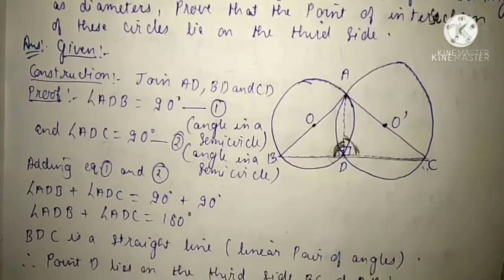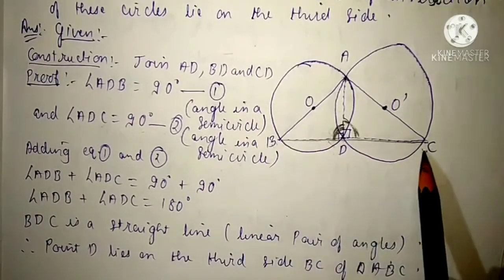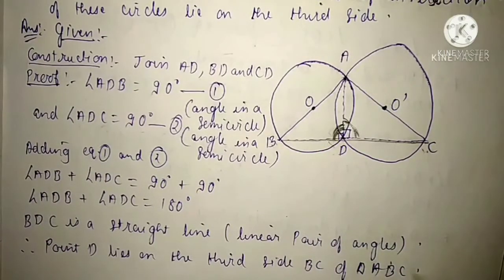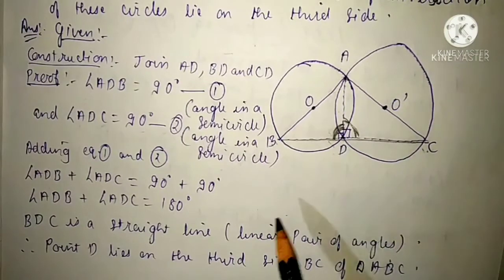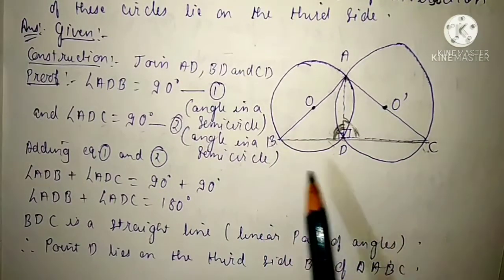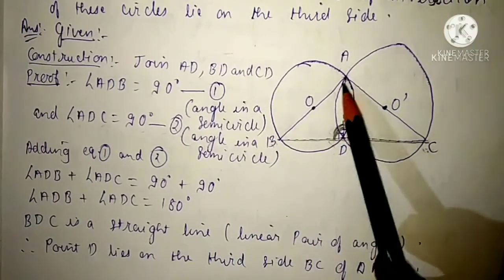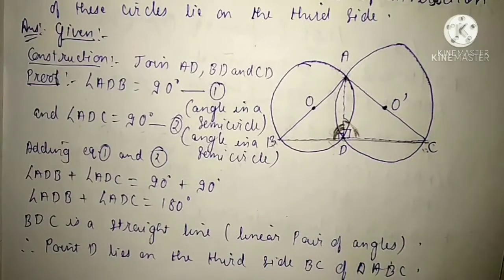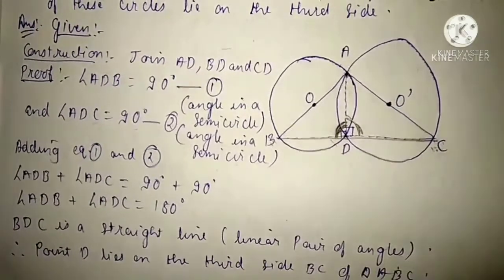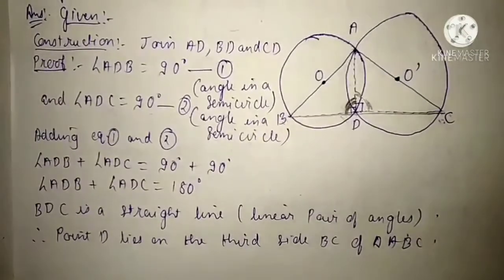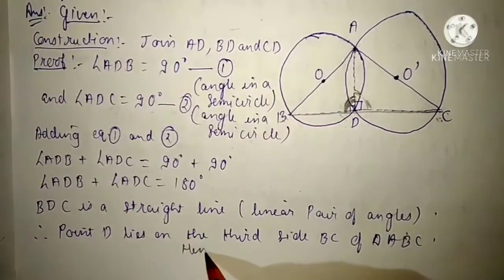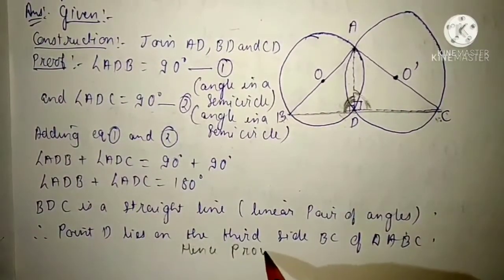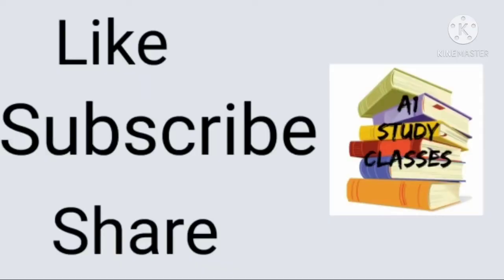Now, if this is a straight line, then we can say that point D lies on the third side BC of triangle ABC. This is only what we have to prove. So, at last you can write hence proved.